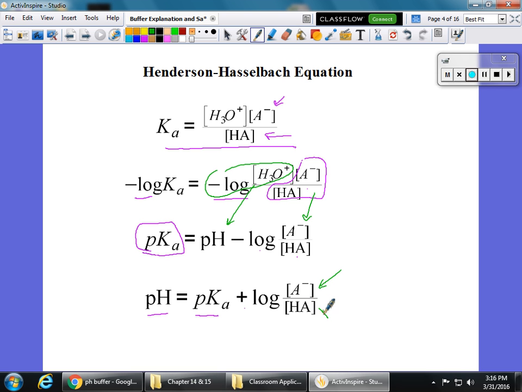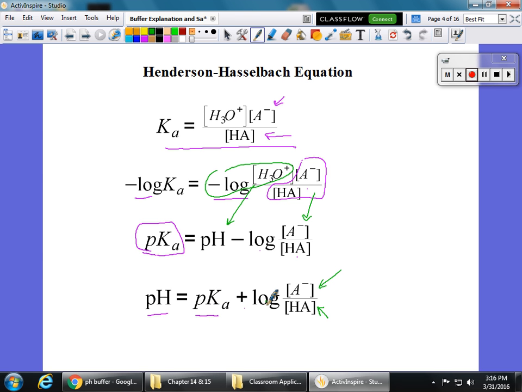If I have a bigger denominator, that means if I have more of my acid and less of my base, I'm going to get a number that's less than 1, and when I take the log, I'm going to get a negative number. So it's going to be a pH that's a little less than the pKa value.